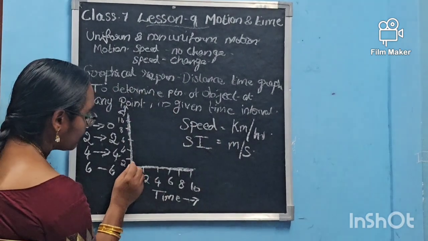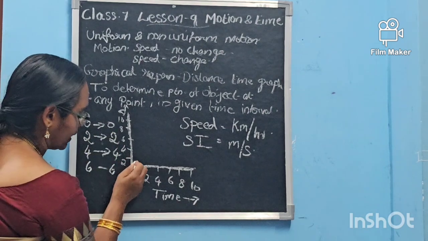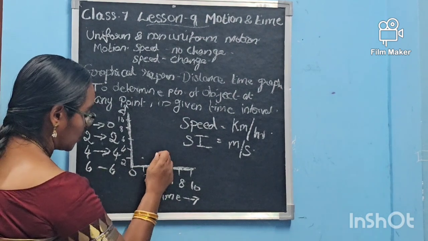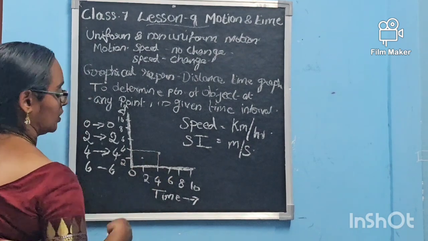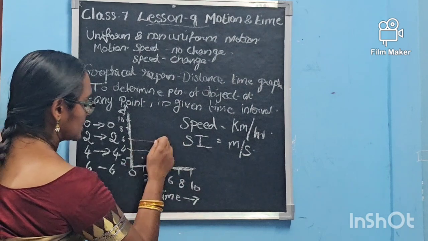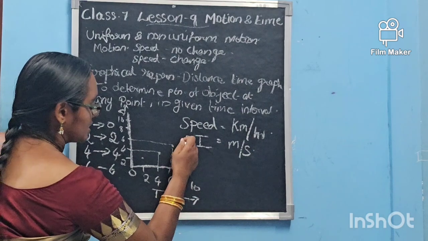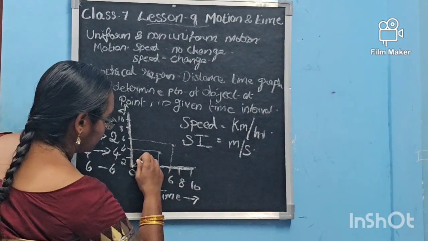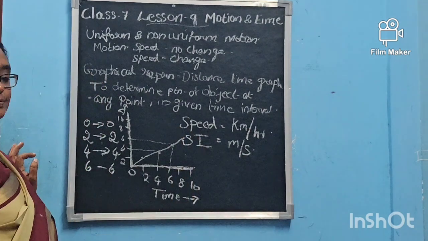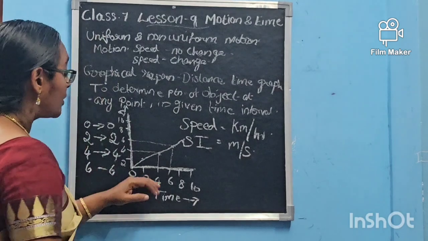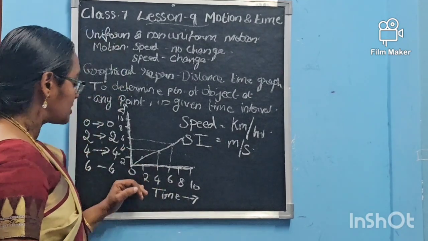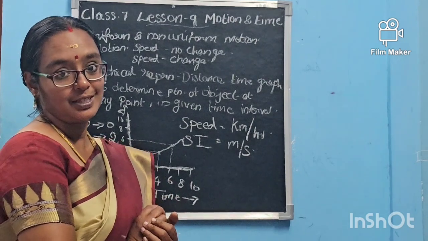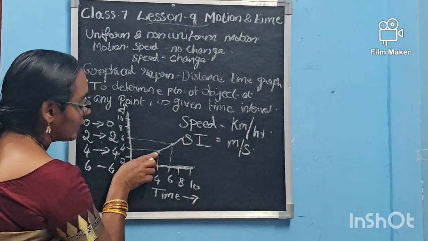Okay. Then how can we represent it? When 0, it is 0. When it reaches 2, it will be at 2. When it reaches 4, it's at 4. When it reaches 6, it's at 6. When it reaches 8, it's at 8. Like that it's moving. So when we join these points, we will get a straight line. So what have you understood from it? The object is in uniform motion. That's why we are getting a straight line.